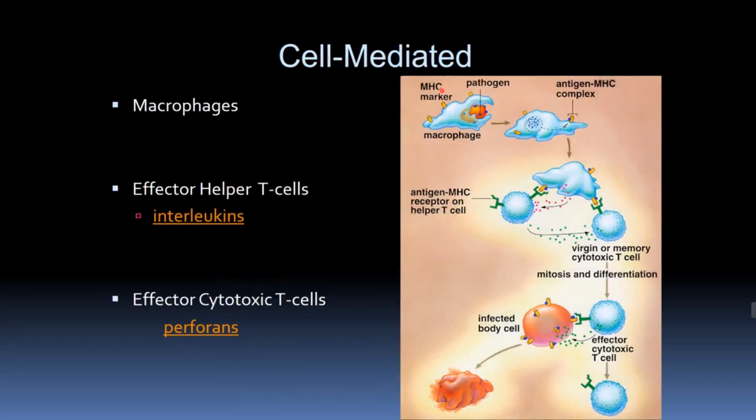So let's deal with cell-mediated immunity. And we have two major types. We have the helper T cells, which work based on interleukins, and we have the cytotoxic T cells, which really is truly amazing from how they function. They have a perforin system, and we'll see how that plays out within the videos.